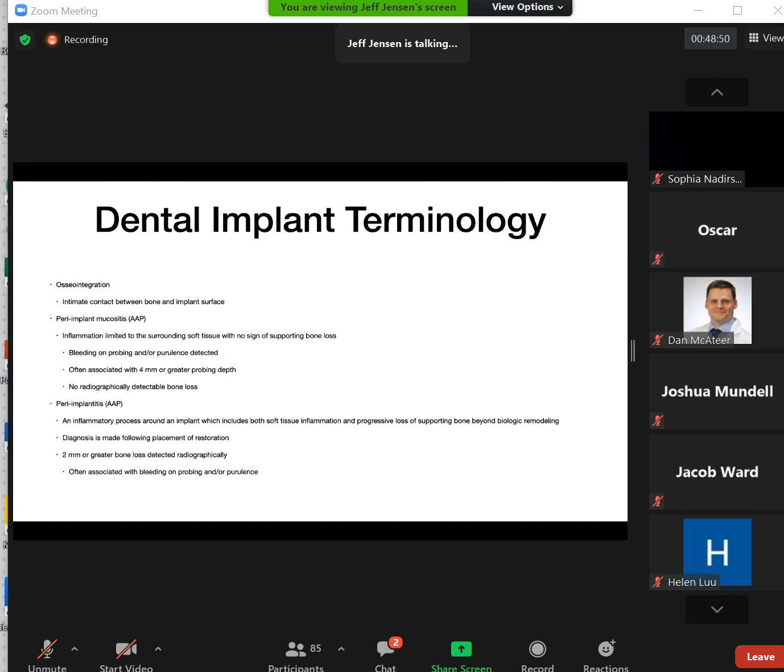Usually that's a millimeter or less, but you'll see a little bit of change. If we start to see more than that, then we become a little nervous, and especially if we're seeing bleeding and inflammation around the soft tissue, then we have to address that. Again, normally this is associated with bleeding on probing or suppuration and greater than normal bone loss.